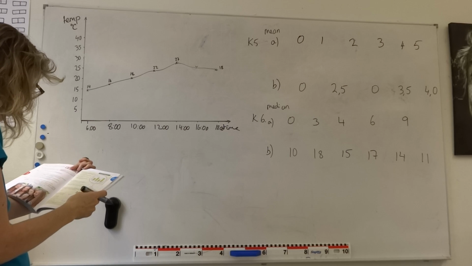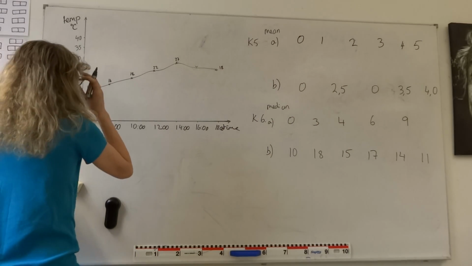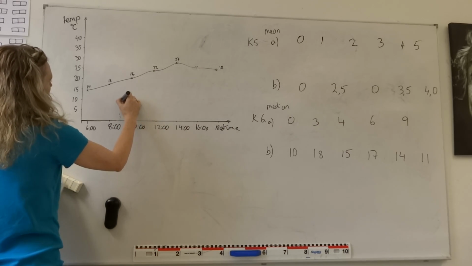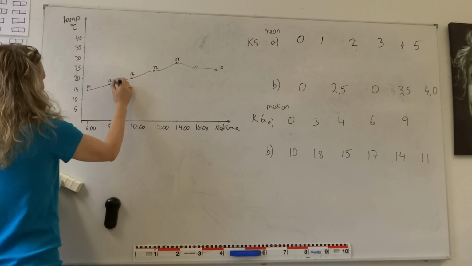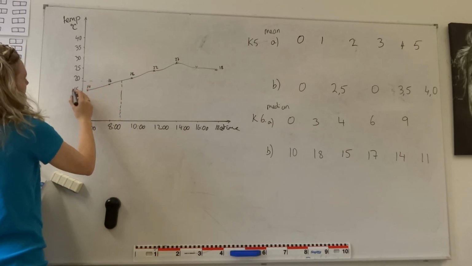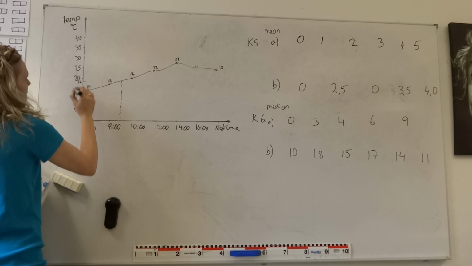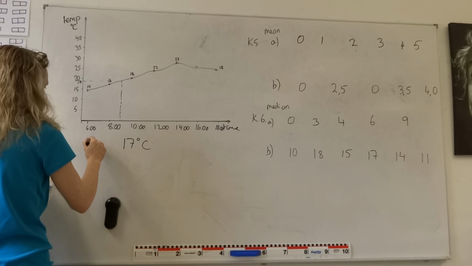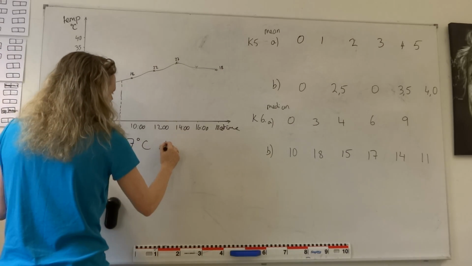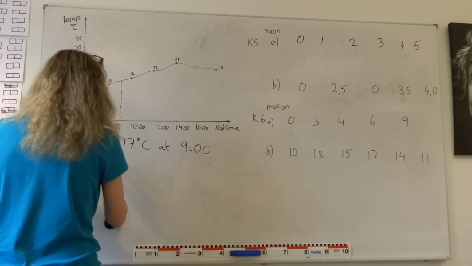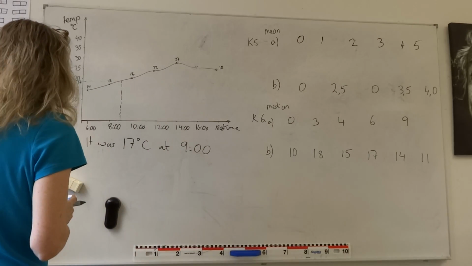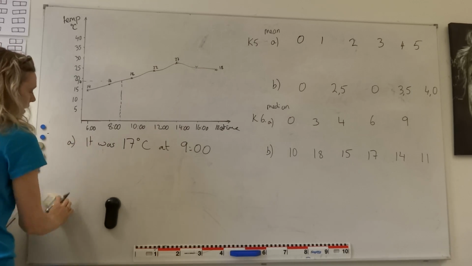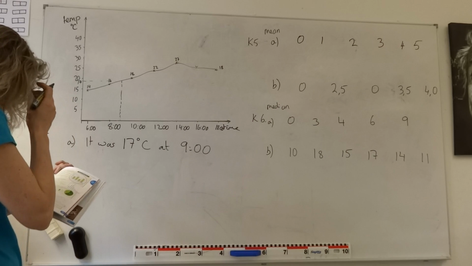Then it says, what was the temperature at 9 o'clock? Well, we can see that between 8 and 10, it's 9 o'clock, and if we just read off the graph, go up at 9, and then across over to the y-axis, we can read that the temperature at 9 o'clock was 17 degrees. It was 17 degrees C at 9 o'clock. Some of you might have read that as 16, some of you might have read it as 18, but 17 and 16 or 18 are also acceptable answers.